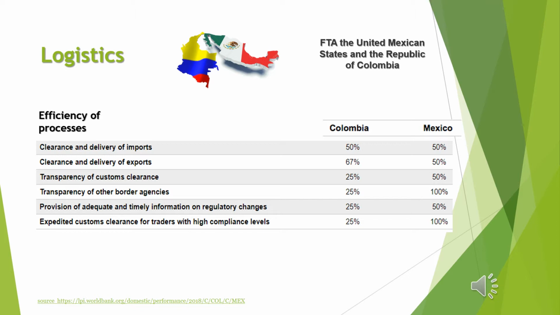Here we can see how the issues with the process between Colombia and Mexico are reflected, the efficiency of the process, for the treaty.